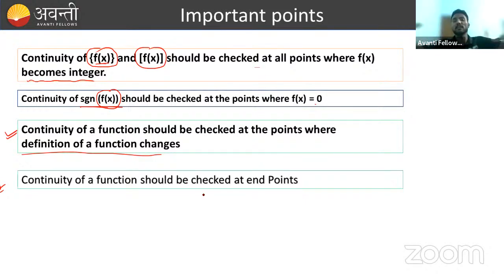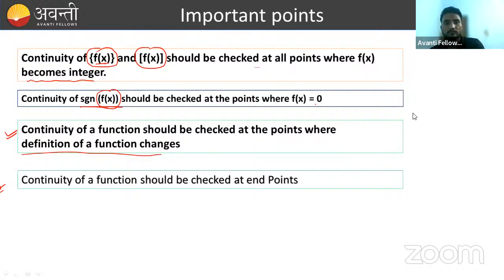Okay, and the last one is continuity of a function should be checked at end points, because we are talking about interval. So if we are talking about interval, then we have to also check at the end points a and b. The last case is minus infinity to infinity, and we were very sure that if it is coming from minus infinity, so it is always 1, so we haven't checked it, but you have to check the end point also.